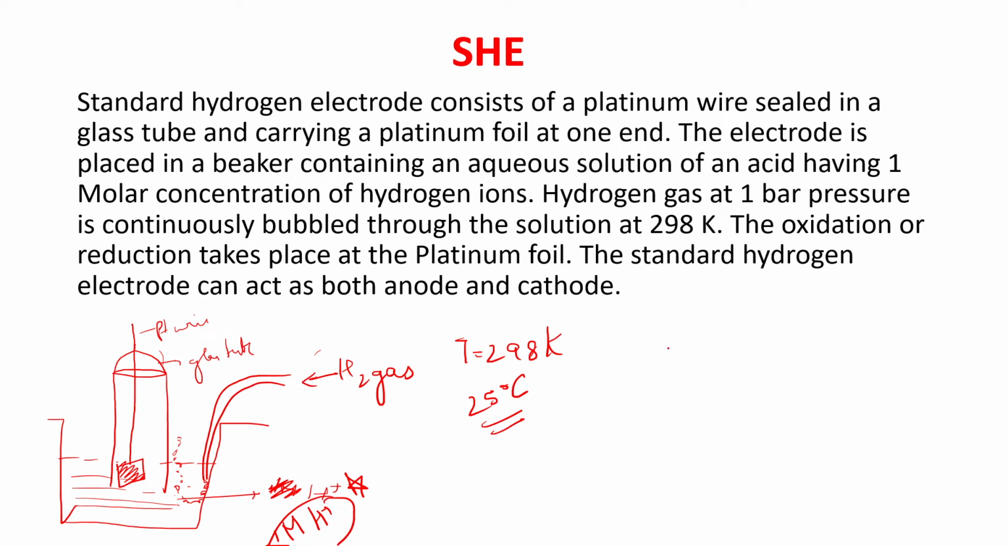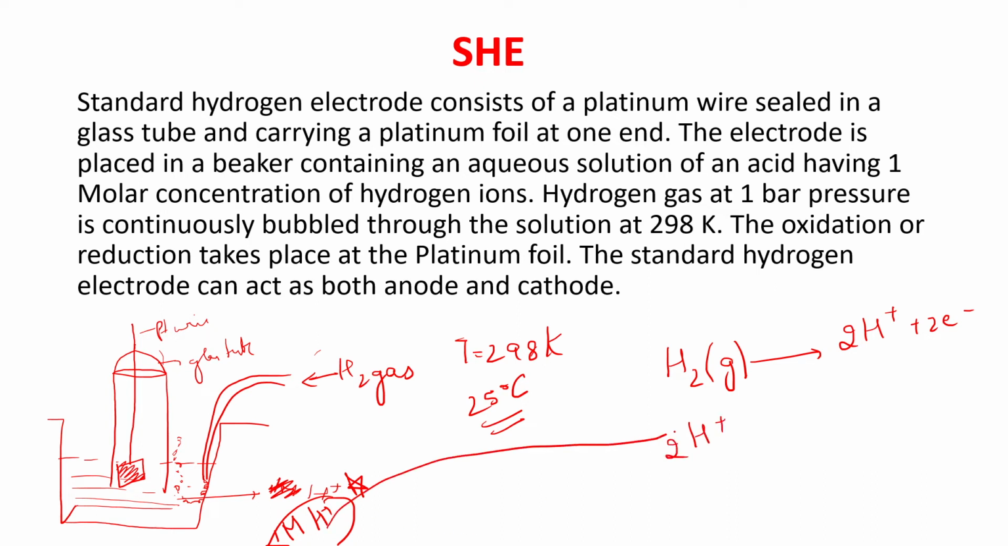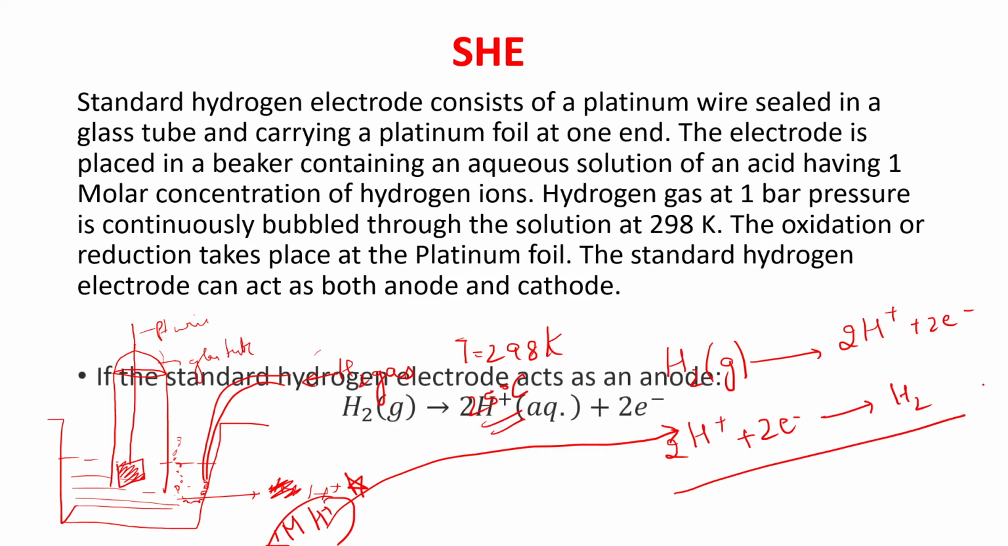So what is happening? The H2 gas that you are providing is converting into two H plus ions plus 2 electrons at the electrode, while the H positive ions present in the form of this acid in the electrolyte are gaining 2 electrons and converting into H2 gas. So this is the overall reaction that is happening.